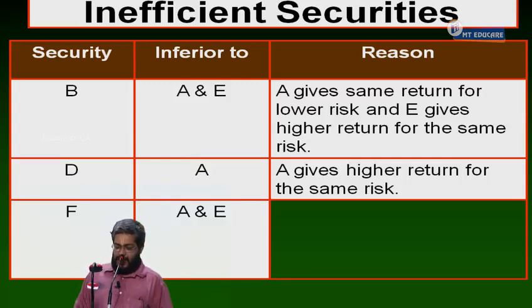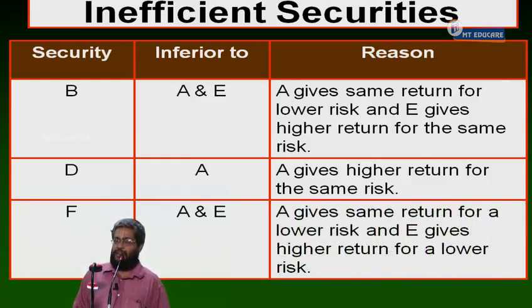F is inferior to A and E. Why is it inferior to A and E? A gives same return for lower risk, and E gives higher return for lower risk. Everybody, are you comfortable or not? First part of the question has been answered. Can you move to the second part or not?